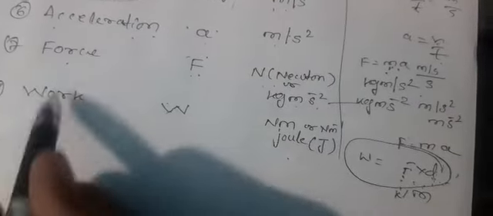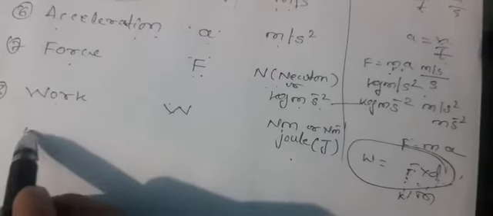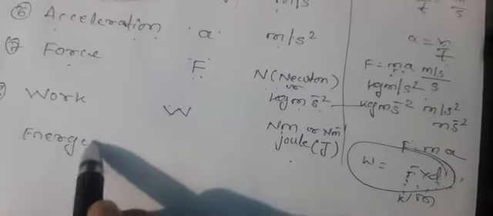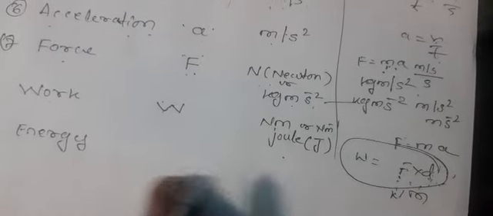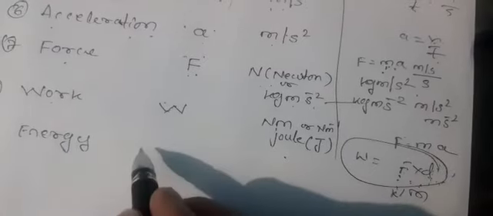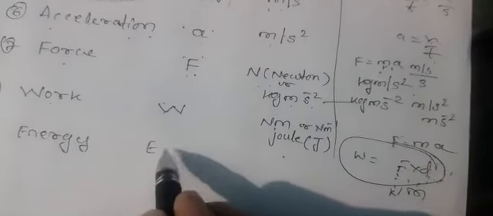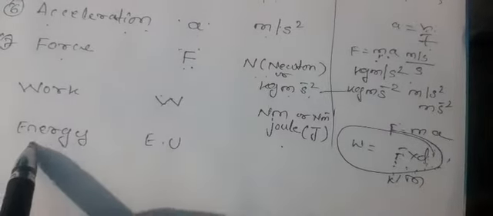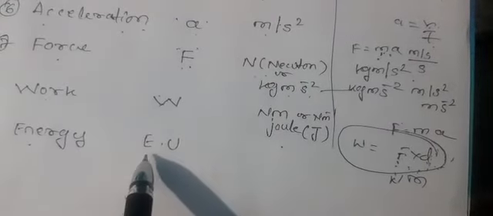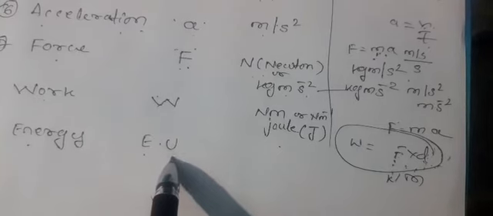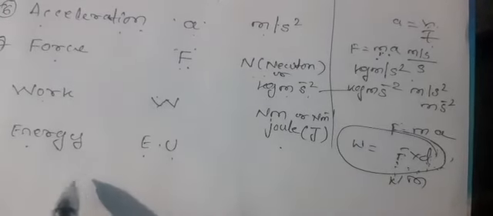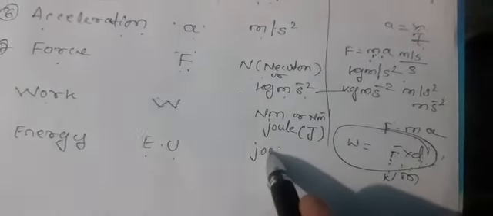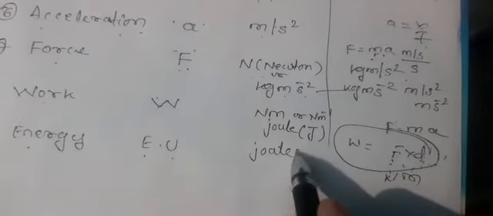The ninth one is energy. Energy is also similar to work done. It is represented by the symbol capital E or capital U. The SI unit of energy is joule, capital J.